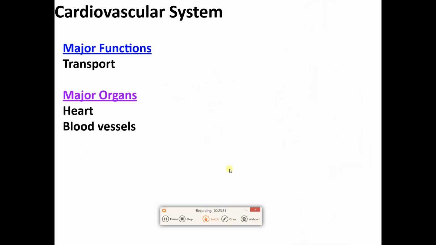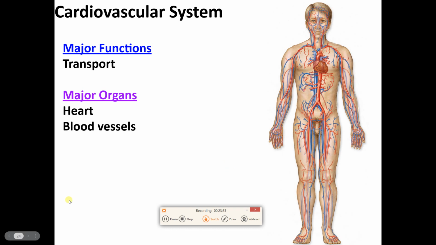And now moving on to systems we hit in AP2, we're going to hit the cardiovascular system, where the big organs are the heart and the blood vessels, transporting stuff: oxygen, carbon dioxide, nutrients, wastes, hormones, heat, water, etc. Super important for life.